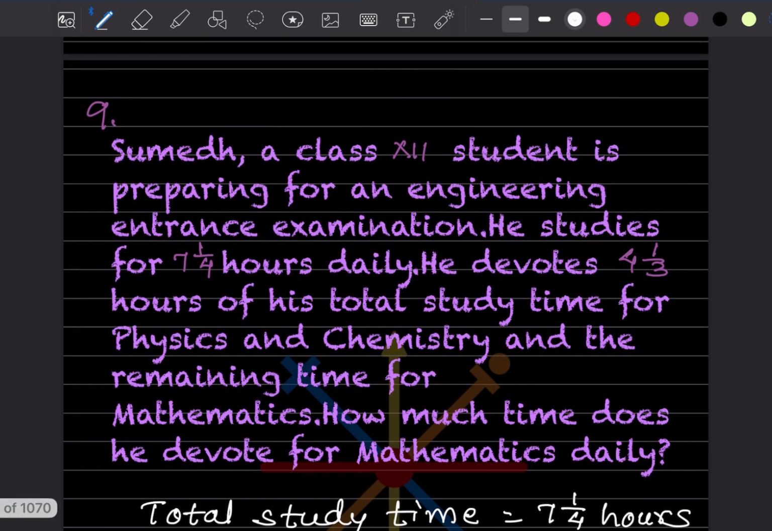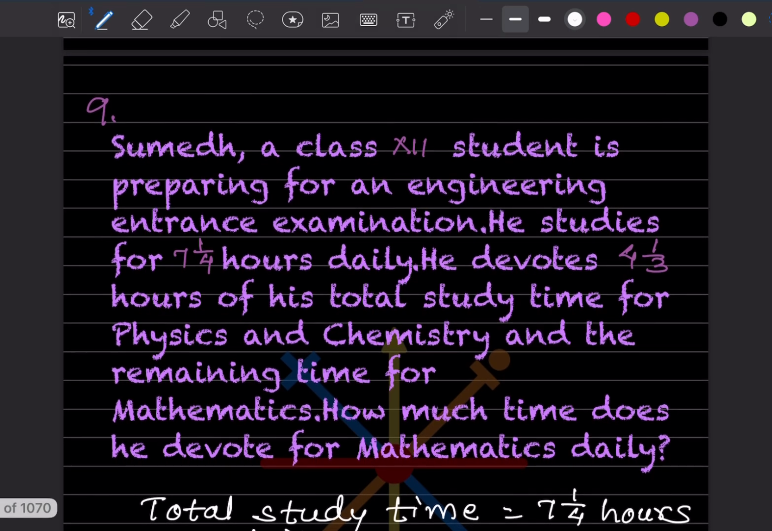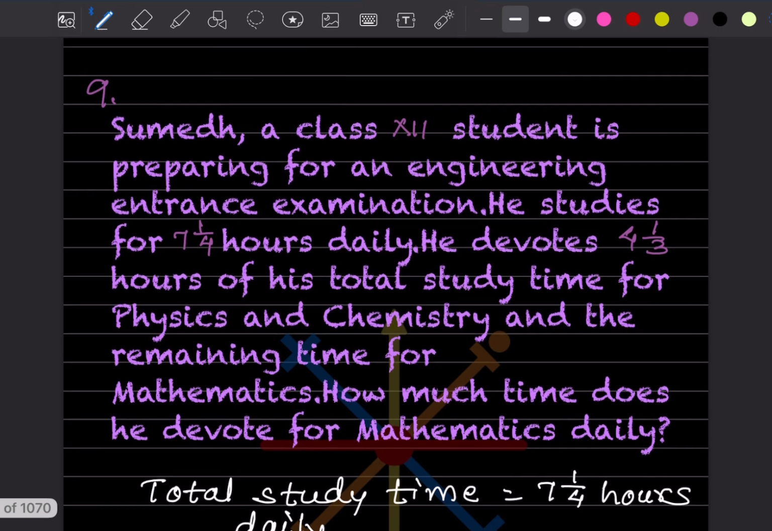Next question: a class 12 student is preparing for the engineering entrance examination. He studies for 7 integer 1 by 4 hours daily. He devotes 4 integer 1 by 3 hours of his total study time for physics and chemistry and the remaining time for mathematics. How much time does he devote for mathematics daily?